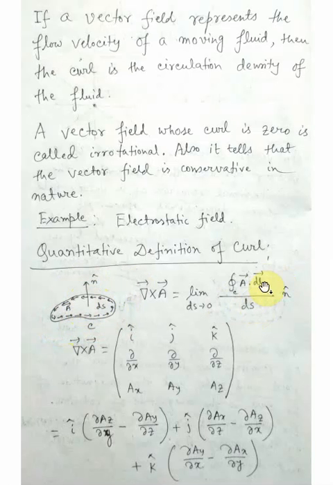So if we divide this line integration by the elemental surface area value, then this actually will give us the magnitude of this curl of that vector field, and direction will be along the n cap direction. Here we are taking the limit ds tends to 0, because if we make this surface very small, then this curl of any vector field is also valid.